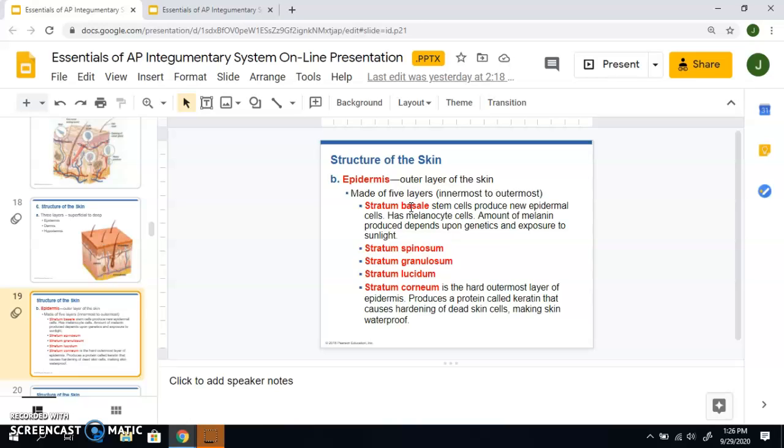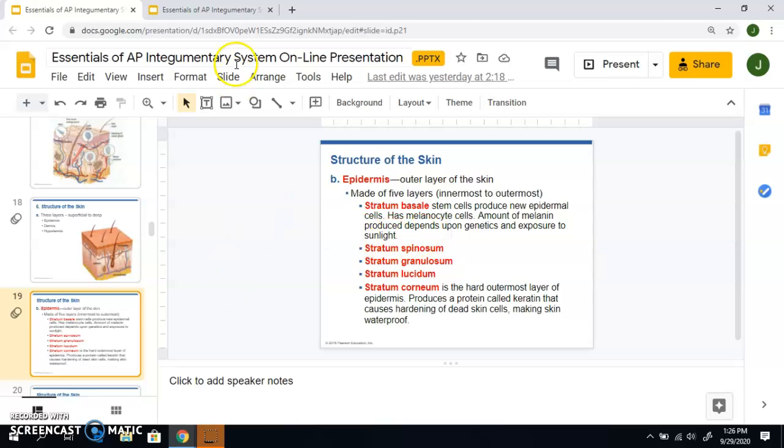In this basement layer, this basal layer right here, we've got stem cells that produce new epidermal cells, and in particular, we have melanocyte cells. Remember, melanocytes produce a protein called melanin, and it's a pigment. It protects us from ultraviolet light, and it gives our skin color. Keep in mind that it's in this stratum basale layer that we have the melanocytes.